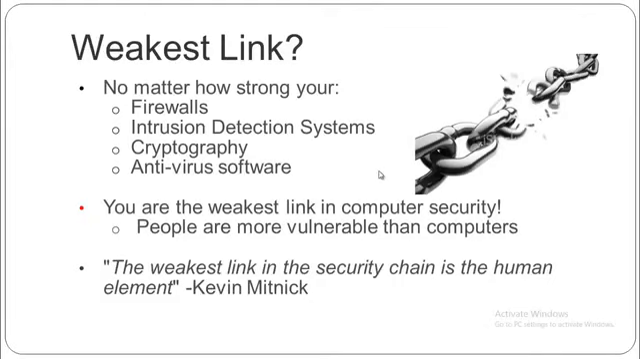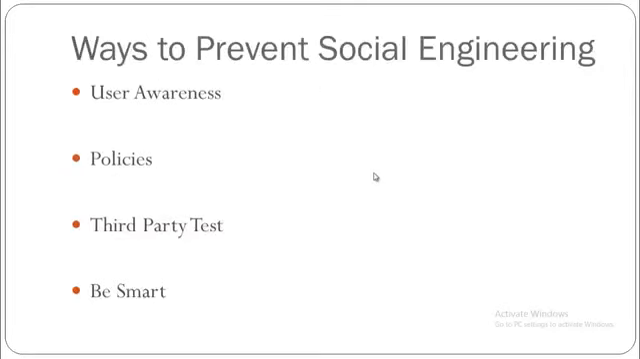There are different things that you would want to know, but before that, you need to know that the weakest link in your organization is not your firewall, intrusion detection system, cryptography, or antivirus software. You are the weakest link in your computer security. People are mostly more vulnerable than computers, and that is a famous saying by Kevin Mitnick. So I'll go ahead with the ways to prevent social engineering attacks.